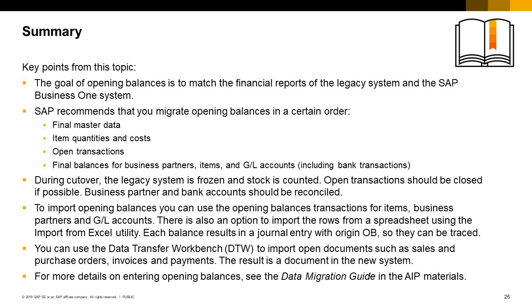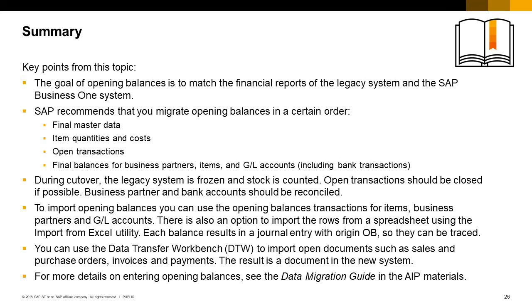Final master data. Item quantities and costs, based on an inventory stock take. Open transactions such as sales and purchase orders, AR and AP invoices, production orders, bills of materials, etc. Final balances for business partners, items, and GL accounts. The cutover period is a crucial time when the legacy system is frozen, stock is counted, and final balances are entered for inventory, business partners, and GL accounts.